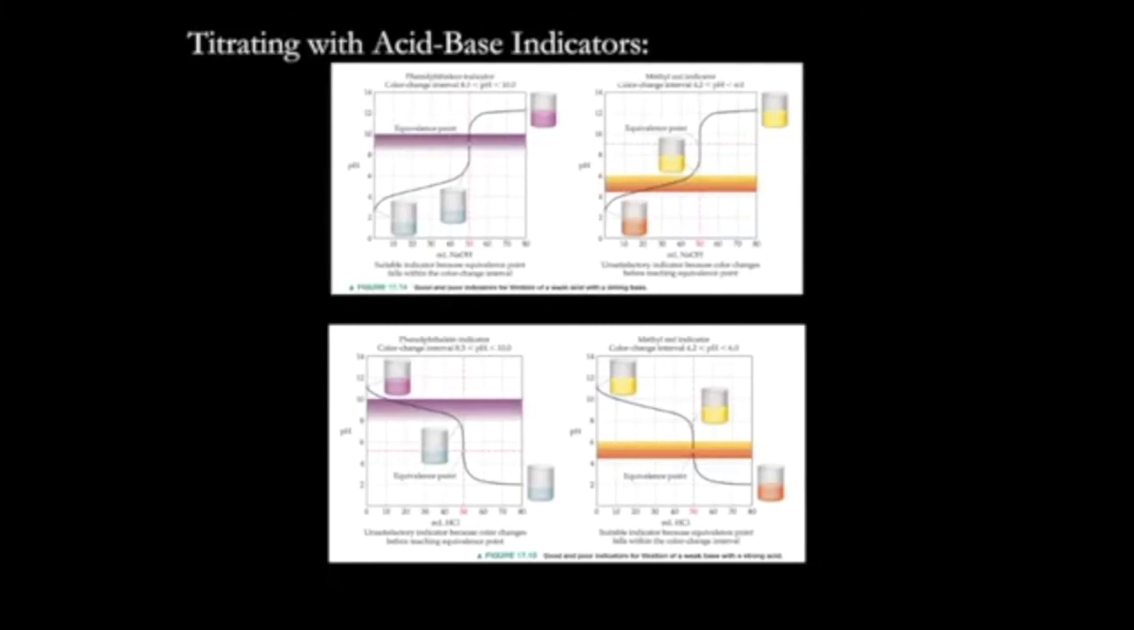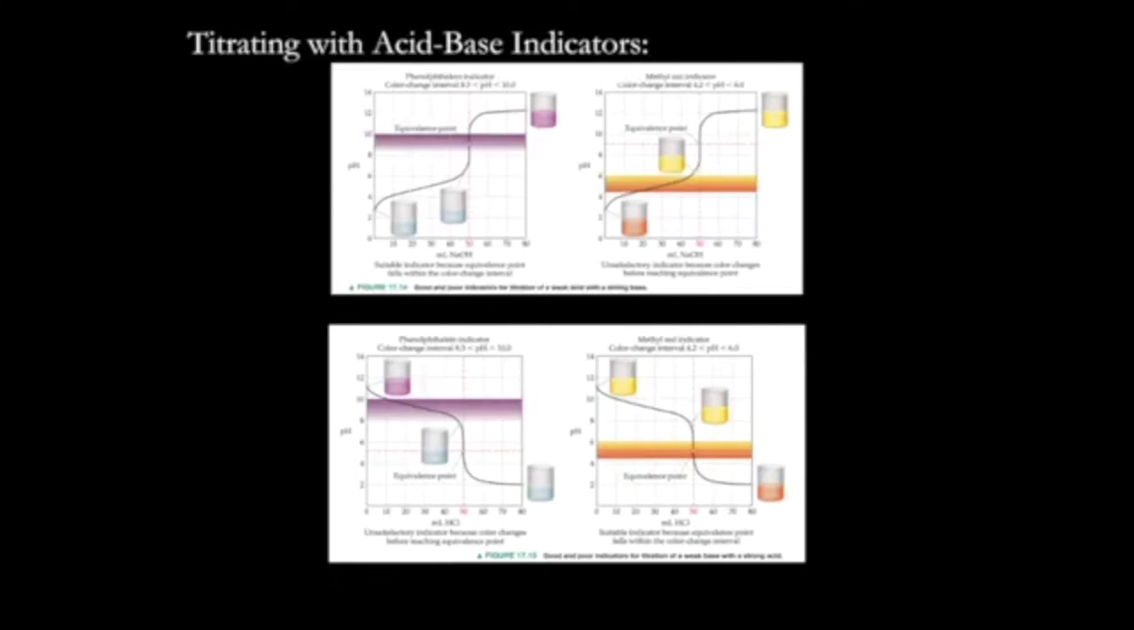Phenolphthalein in reverse, if I start off with a base and I'm adding an acid to it, phenolphthalein is going to be a terrible indicator because as you notice, the equivalence point is around 5, and that's not within the range at which phenolphthalein is going to turn color. So phenolphthalein is going to turn purple before you even reach your equivalence point, which is the whole point of doing a titration in a lab, figuring out where that equivalence point is.